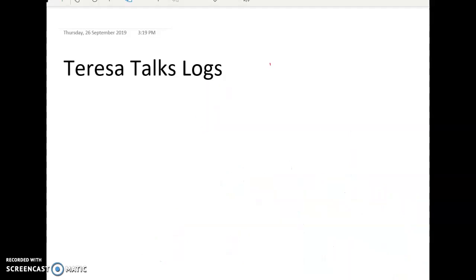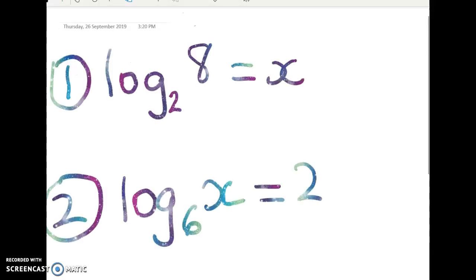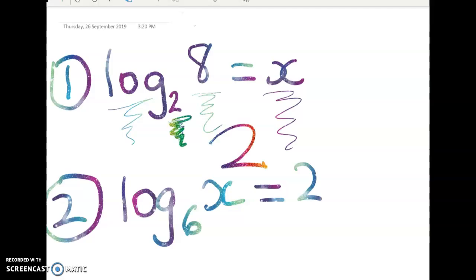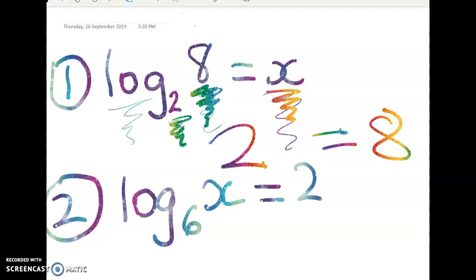A log is basically the opposite of a power, but it sort of does the same thing. So you have the logarithm, and then you have these three numbers. In the equation, the 2 is the number being powered, the 8 is the answer at the end, and x is the power. So in this problem, you have to figure out what x is.